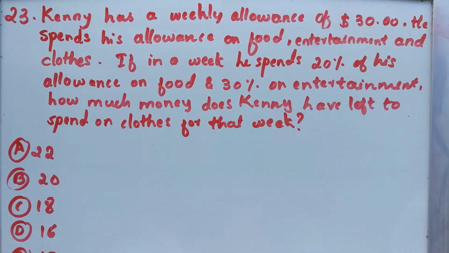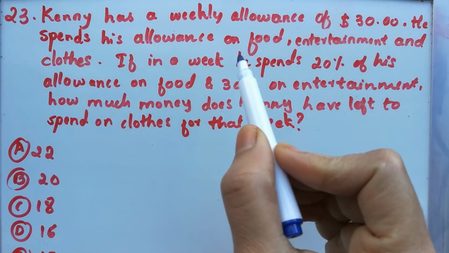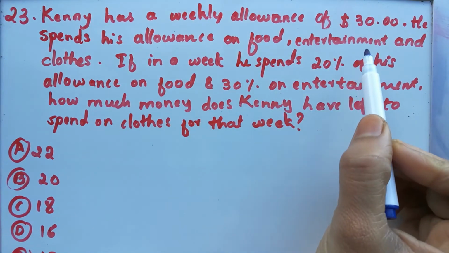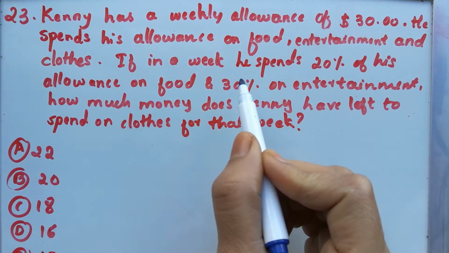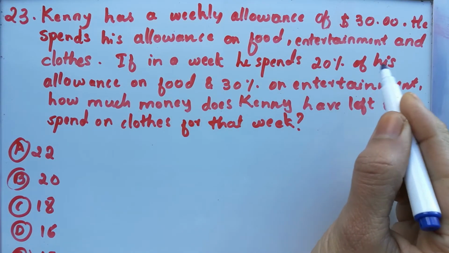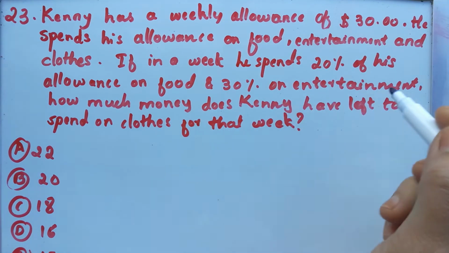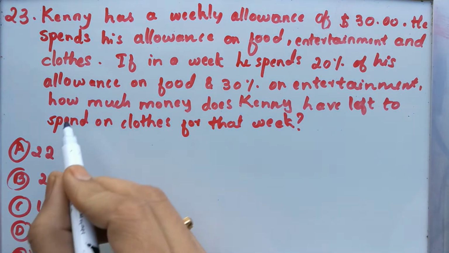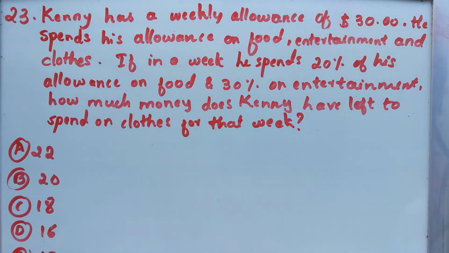Next question. Kenny has a weekly allowance of $30. He spends his allowance on food, entertainment, and clothes. If in a week he spends 20% of his allowance on food and 30% on entertainment, how much money does Kenny have left to spend on clothes for that week?